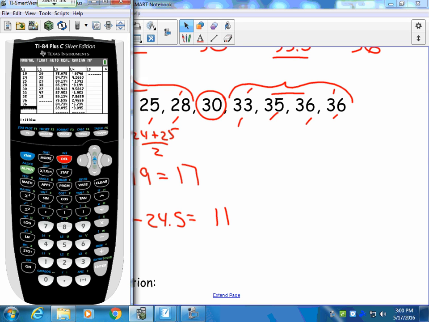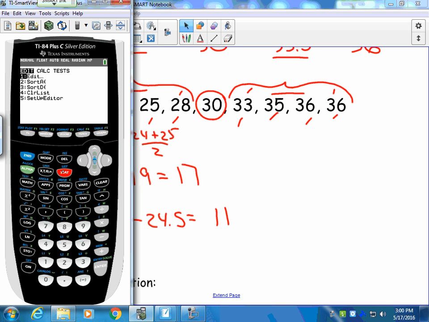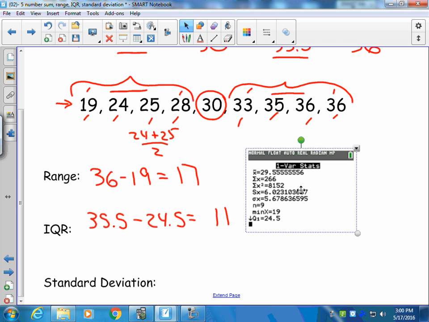Now, to get our standard deviation, we're going to use stat, and we're going to go to the calculate heading, and what we want is the one variable statistics, that first selection. Make sure your data is in list 1, then you don't have to worry about these entries. If you have the old operating system, you just hit enter and it does this for you. And this gives us a lot of information.